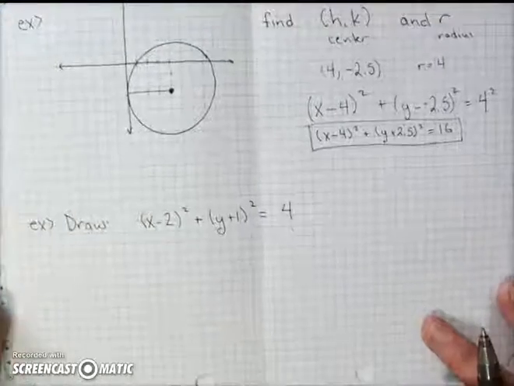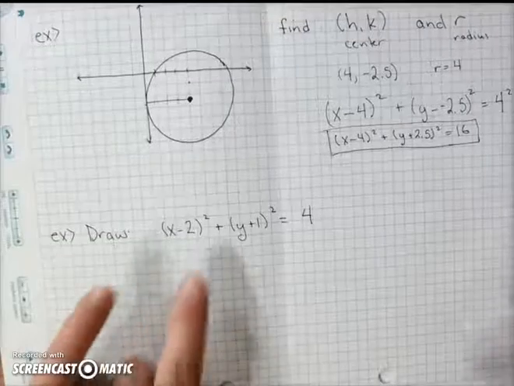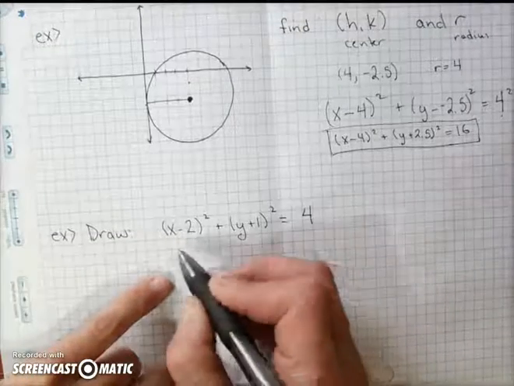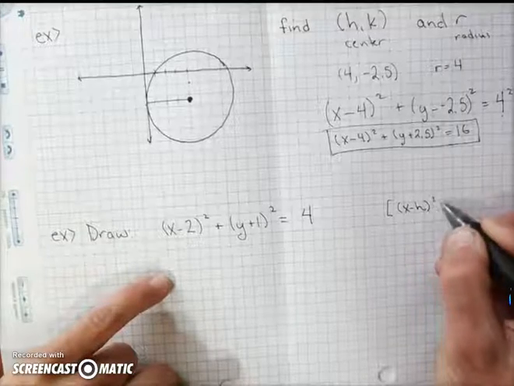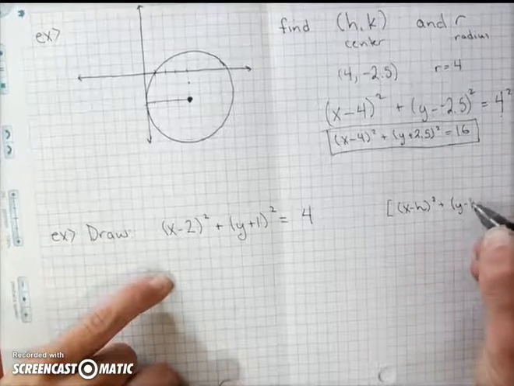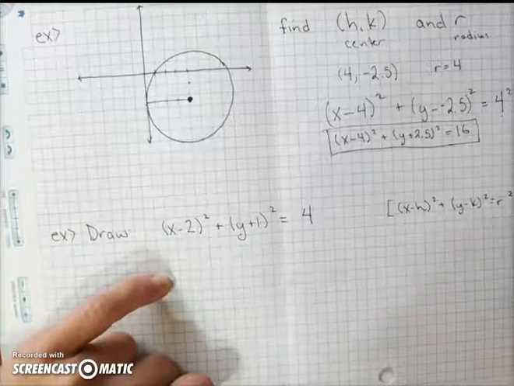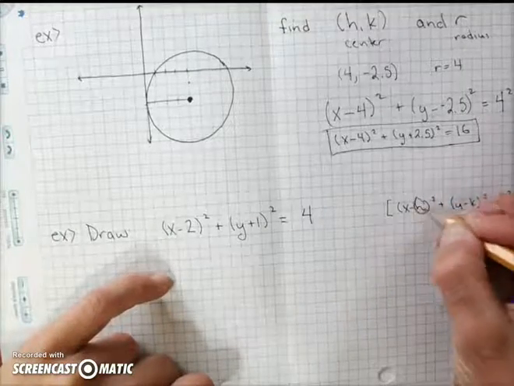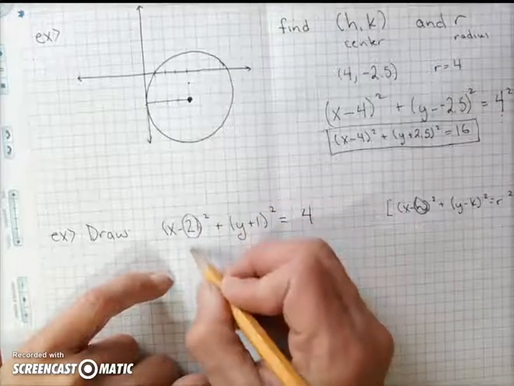We can go the other way. We can draw a circle given the equation. So in this case, since the equation of this circle is x minus h squared plus y minus k squared equals r squared, well, my h is whatever is subtracted from x. So this is h.